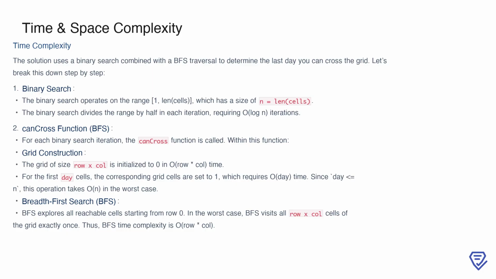Once the grid is ready, we perform a BFS traversal starting from row 0, exploring reachable cells. In the worst-case scenario, BFS would visit all cells in the grid, resulting in O(row * col) complexity. So, each binary search iteration involves both grid construction and BFS, making these steps the primary contributors to the overall complexity.